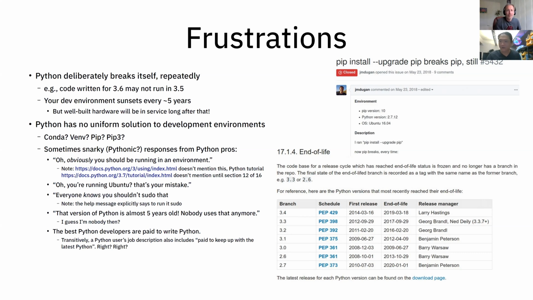But you juxtapose that against the fact that Python tries to sunset itself every 5 years. And so there's a long-term issue, I think, that needs to be addressed in terms of the release cycles and the durability and reproducibility of the ecosystem.